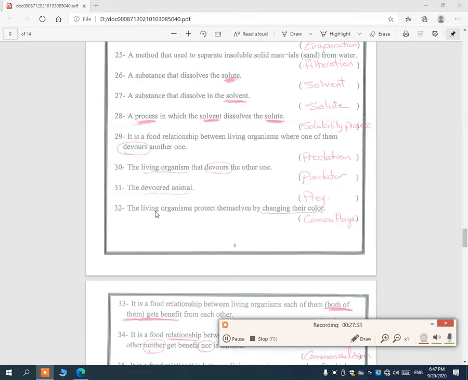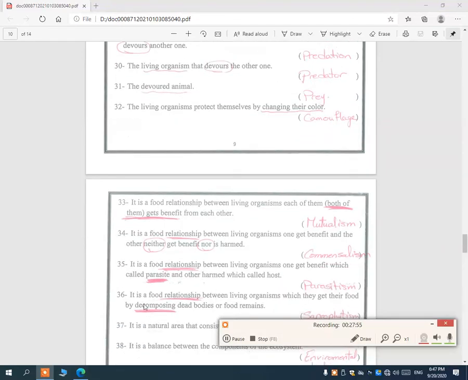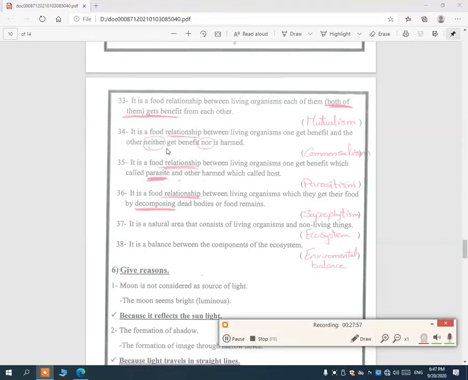Number 32: the living organism that protects itself by changing its color. We said when you see changing color, you have to write camouflage. They hide or protect themselves by changing color: camouflage. Number 33: a food relationship between living organisms.